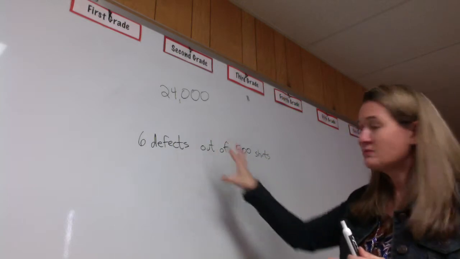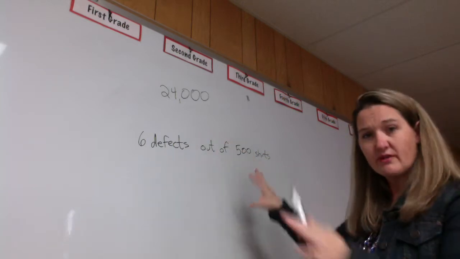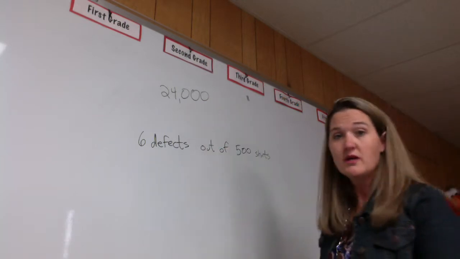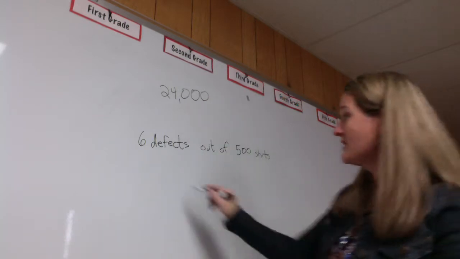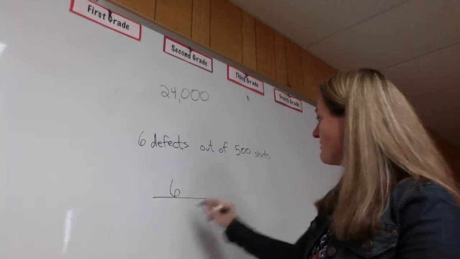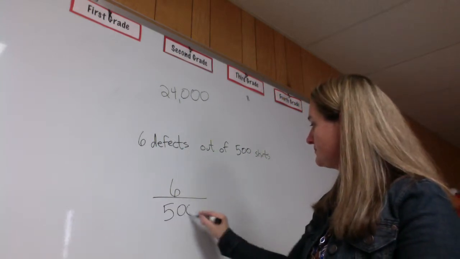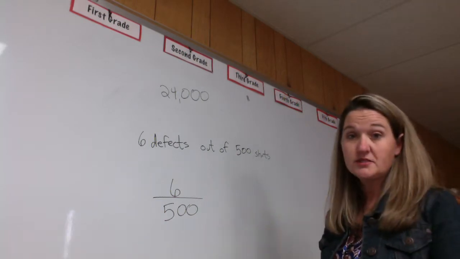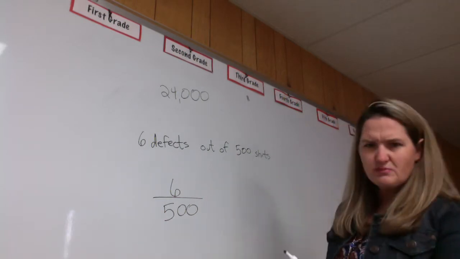We're going to figure out the probability of getting a defect, and then we're going to turn around and apply it to the overall population. Okay, so let's write that as a fraction. We've got 6 defects out of 500 shirts. So that is the probability that there's a defect. Well, let's go ahead and simplify that.